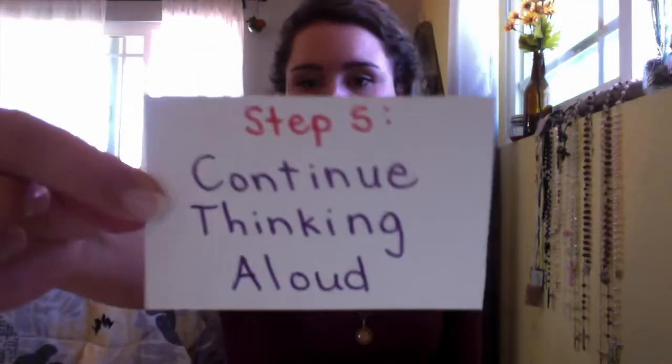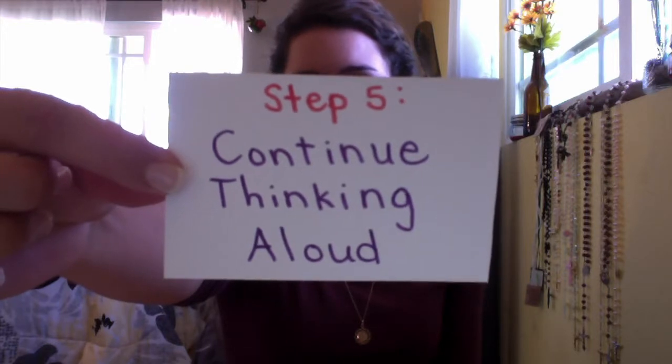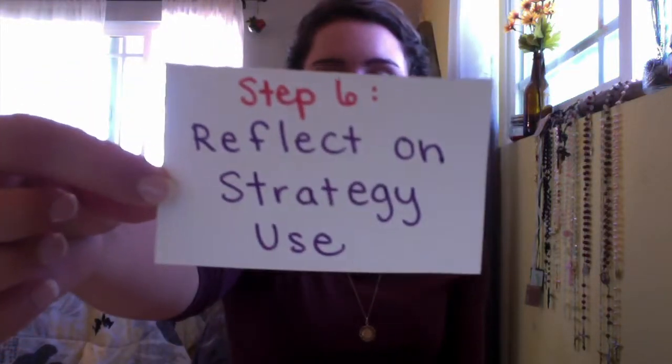Now step 5 is to continue thinking aloud. This is just to continue demonstrating and to maybe ask more questions for the students, make sure that they understand the strategy of the CROPQV chart and the semantic map, and ask for their thoughts on it, or maybe highlight a little bit further the importance of it, and that this will enhance the reading comprehension, and so on. And then step 6 is to reflect on strategy use.